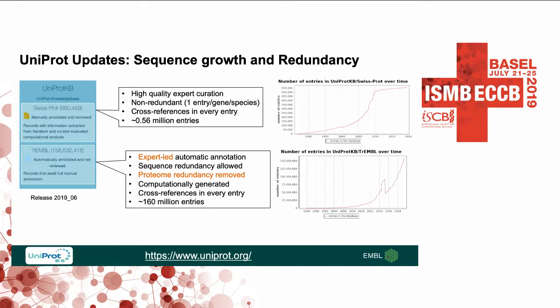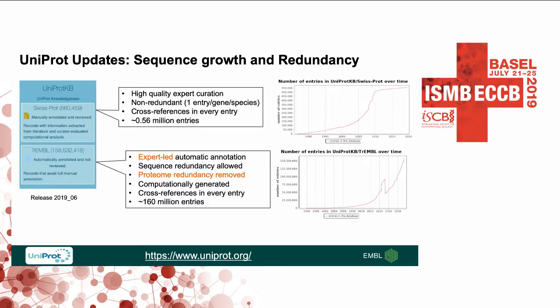So for those of you who don't know much about UniProt, UniProt is a large database, where principally the information that we provide comes from the UniProt Knowledgebase, which is comprised of SwissProt, which has about 560,000 manually curated entries by expert curators. And this is a non-redundant database and has a large number of functional annotations and cross-references.